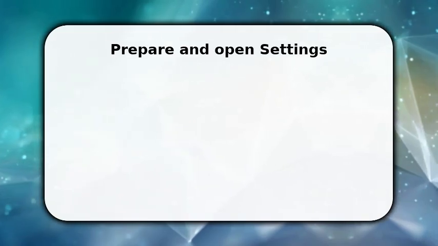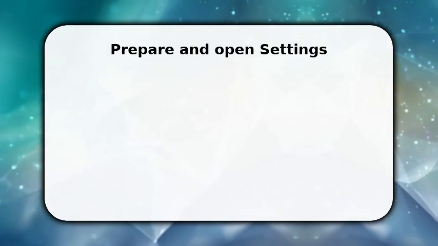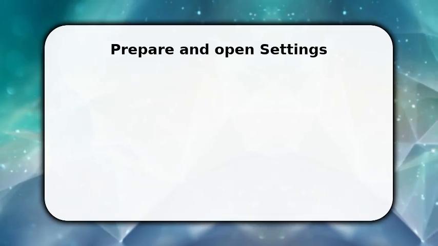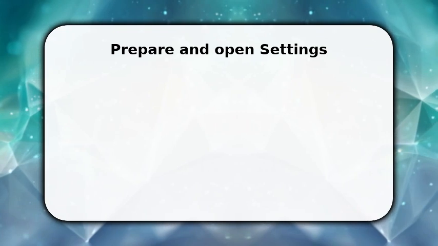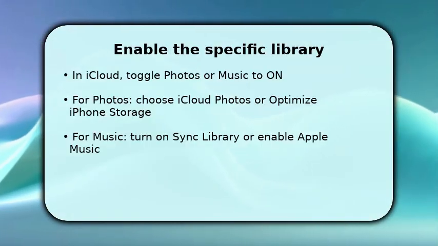Now tap iCloud and look for the app labeled Photos or Music, depending on the library you want to sync. This begins the actionable pathway into library sync options. Once in iCloud, toggle the Photos or Music switch on. This tells iCloud to manage that library.